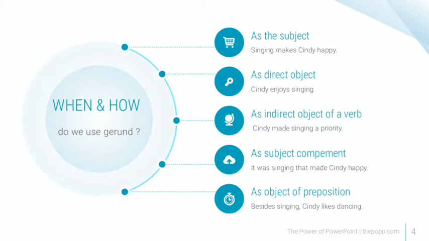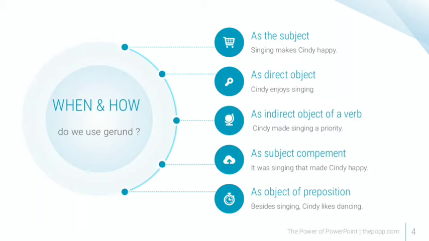Okay, next, gerund can be the subject complement. For example, it was singing that made Cindy happy. Here, it is the subject of the sentence, and the gerund singing serves as the complement because it follows the linking verb was.